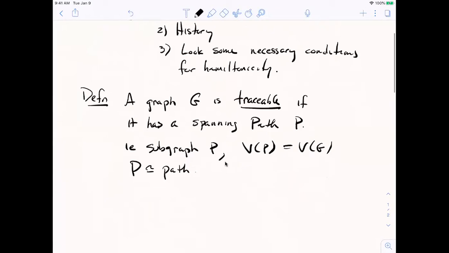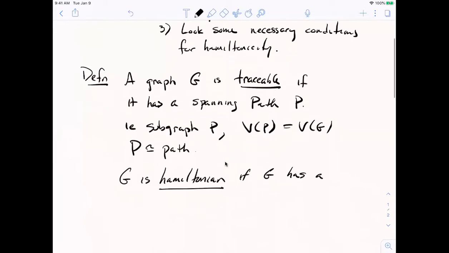A graph is called Hamiltonian if it has a spanning cycle. Okay, so G is Hamiltonian if G has a spanning cycle. That is a spanning path whose initial and terminal vertex are the same. Okay, so that's what I mean by a Hamiltonian graph. And by the way, such a cycle is called a Hamiltonian cycle. So yeah, you're a Hamiltonian graph if you have a Hamiltonian cycle.